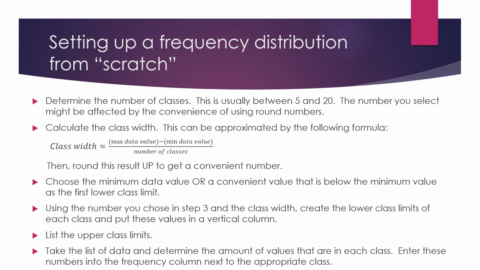So the second step is to calculate the class width. The class width is approximated by taking the maximum and the minimum value and finding their difference and dividing by how many classes you think you want to have. Then what I would do at this point, so for example, if you got 7.82 for your class width, I would round this up to 8. If it's really difficult for you to create, it's probably going to be difficult for someone to read. So I usually pick a number that is decent for somebody to count by.